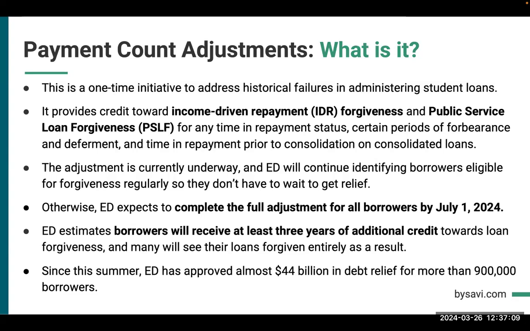And I want to make sure everyone is aware. Just since last summer, the Department of Ed has approved almost $44 billion in debt relief for more than 900,000 borrowers. So some people are having their loans entirely forgiven. Others are getting a heck of a lot closer towards that forgiveness finish line.